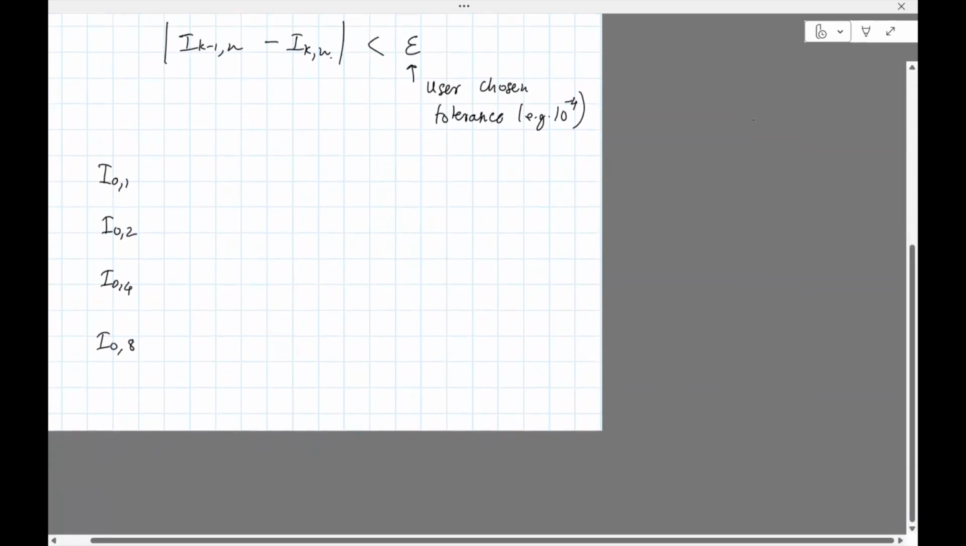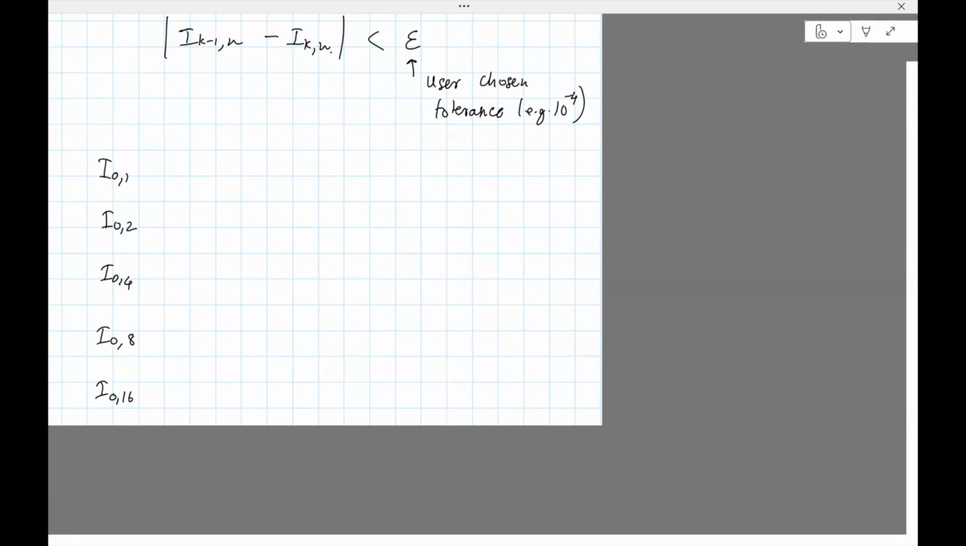Eight, need some more space. 0, 16. So let's say you do this calculation for step size 1, 2, 4, 8, 16. Okay, next you use Richardson extrapolation. So Richardson extrapolation will give you I1,2. For that, you'll use these two values, using this formula I wrote down earlier.